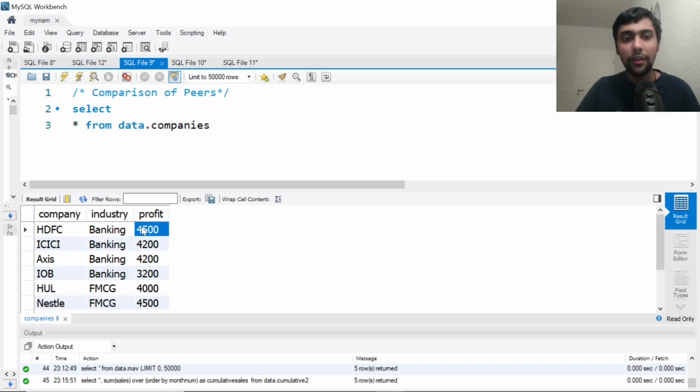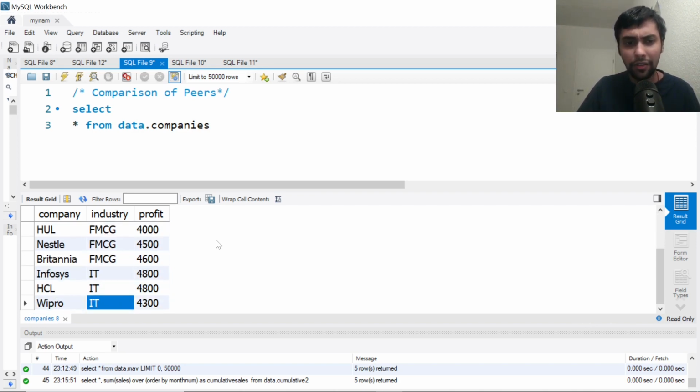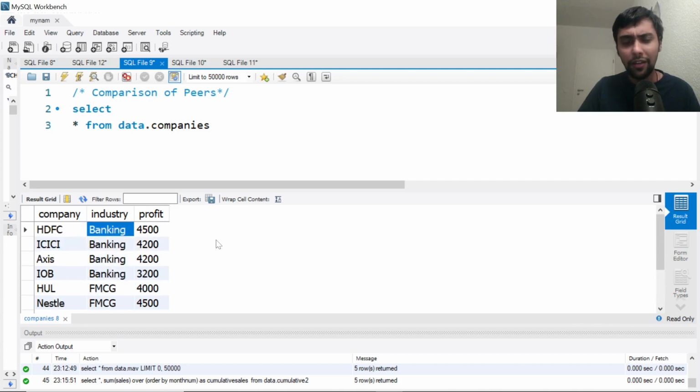Second concept here. So we have the names of various companies, HDFC Bank, ICICI Bank, which belong to the banking industry, and their profits. Again, fictitious numbers. Then we have some companies in the FMCG industry, then some companies in the IT industry. Suppose we want to rank them according to their profits in their particular industry. How can we do that? Just think about it for a couple of seconds.